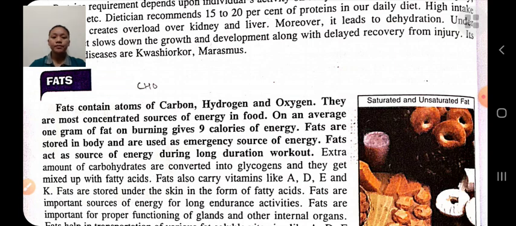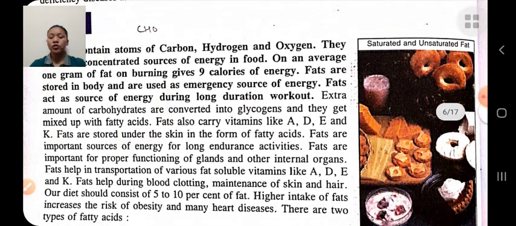Fat also carries vitamins like vitamin A, D, E and K. Vitamins A, D, E, K are fat soluble vitamins. Fat is stored under the skin in the form of fatty acid. Fats are an important source of energy for long endurance activity. Whenever we do activity for a long duration, we should take more fats in our diet. Fats help in transportation of various fat soluble vitamins.